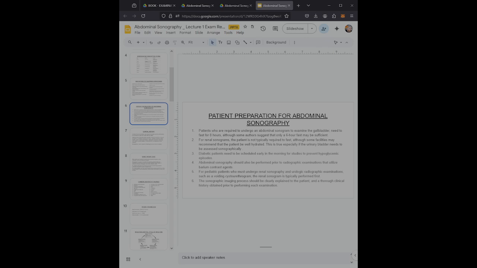Small part sonography, scrotal and thyroid, does not necessarily require patient preparation. The sonographic imaging process should be clearly explained to the patient. And it is imperative that you obtain a thorough clinical history. You should perform these examinations when there's valid medical reasoning, and there are no absolute contraindications to abdominal sonography.